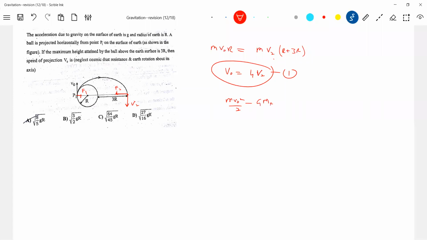Mass of Earth, M. m g r should be equal to m v square by 2 minus G M e m by 4r. Solve these two equations, 1 and 2, and get the required answer. And no second thought: conservation of angular momentum, conservation of mechanical energy.